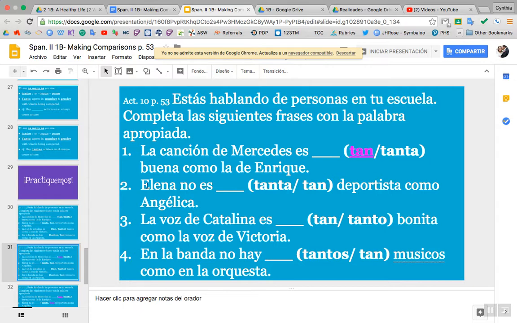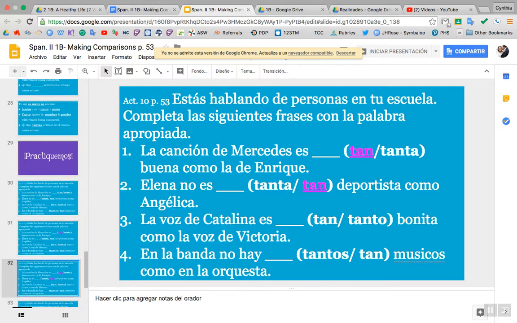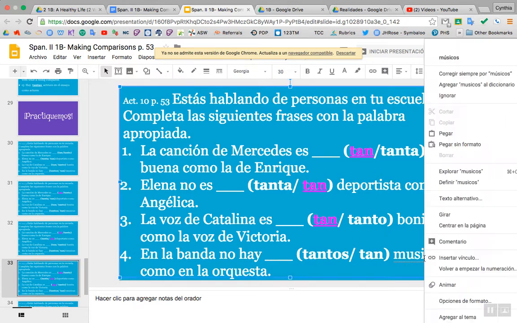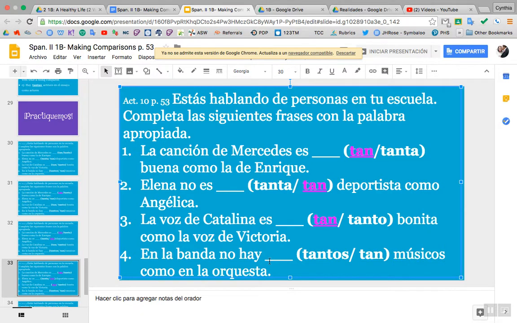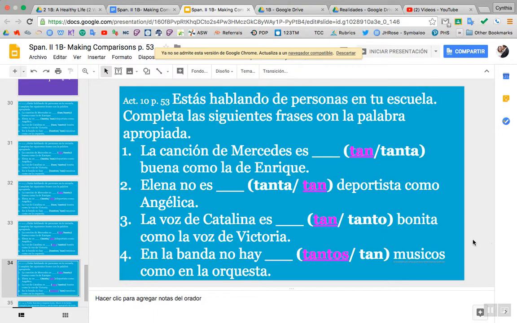Okay, moving on. Now that you've tried these, let's see if you got them right. Number 2, Elena no es tan deportista. Deportista means sporty. We're talking about an adjective, so we know we're going to use tan. La voz de Catalina es blank bonita. Bonita is also an adjective, so we're going to use tan. En la banda no hay blank músicos. We need an accent here. And then the answer is tantos músicos.